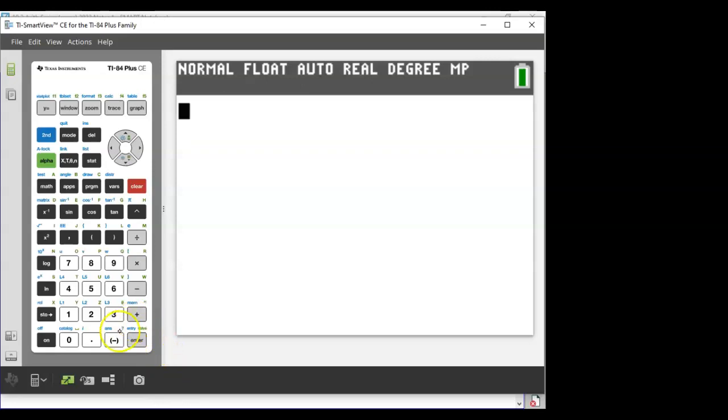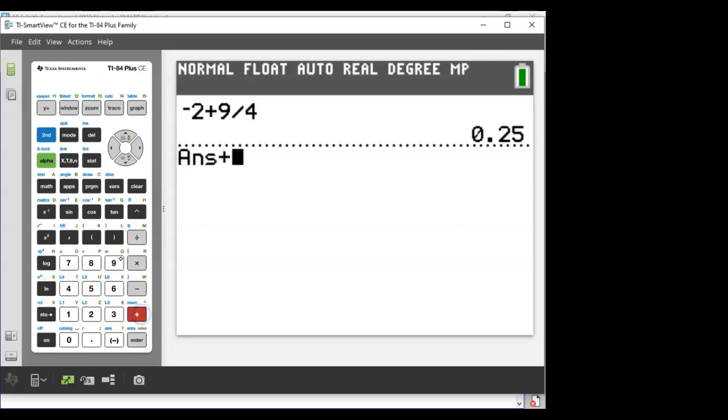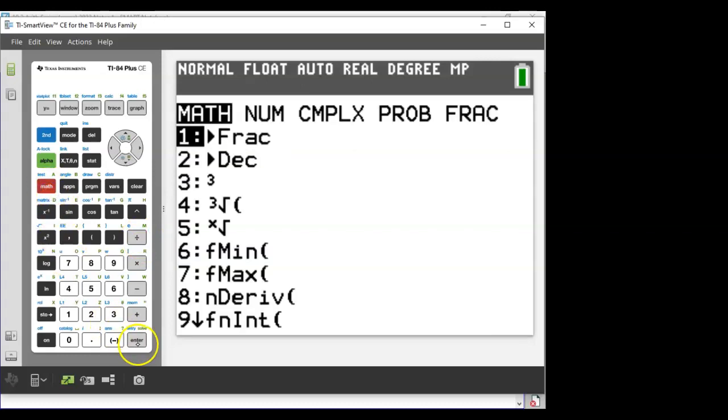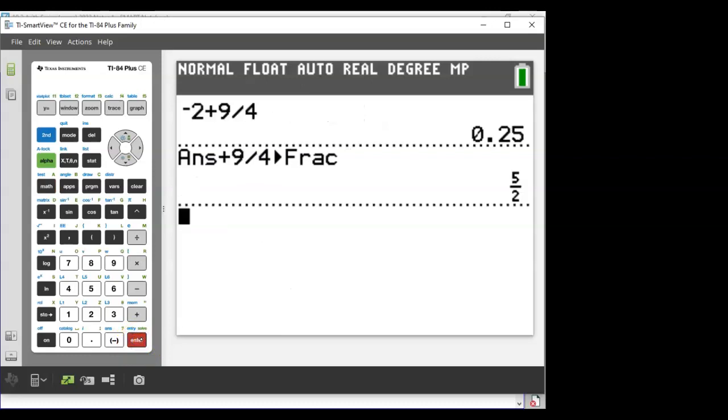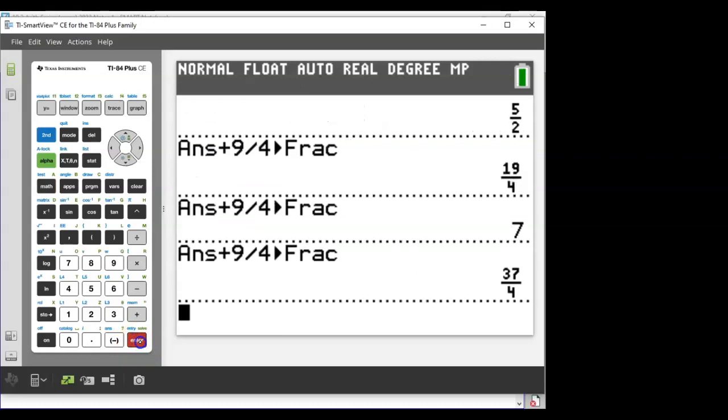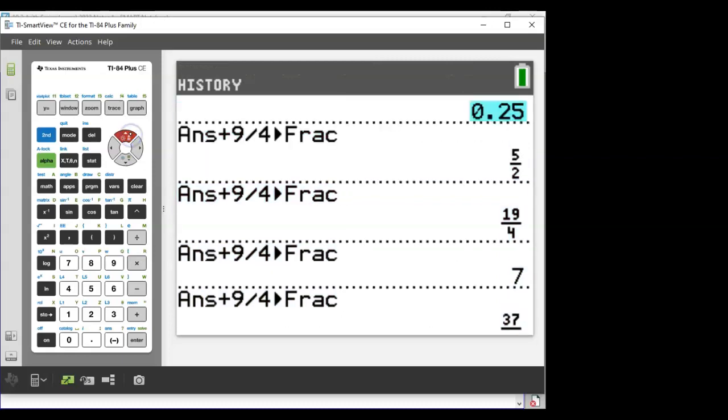I'll show you a little trick. -2 plus 9/4, enter, plus 9/4, math, enter, enter. And then I should be able to just keep pushing enter and it'll give me the rest of the terms. Okay, so now I got to scroll back up and see what it was.